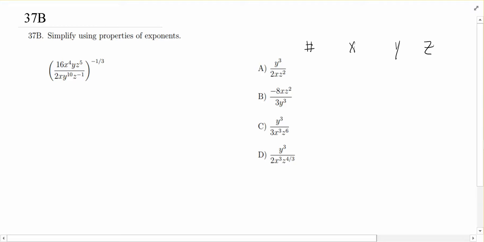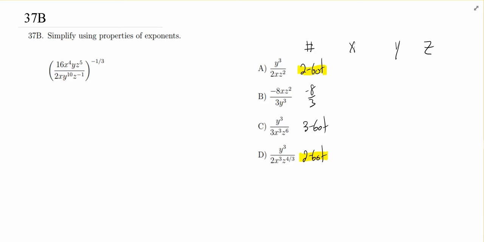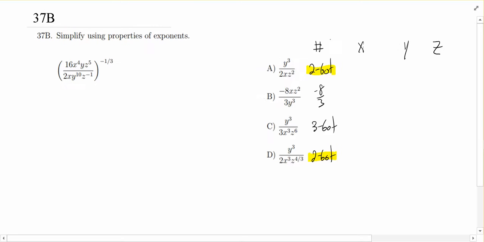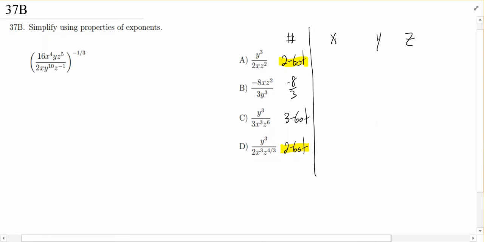So as far as the numbers, I see a 2 in the bottom, I see -8/3, I see a 3 in the bottom, and I see a 2 in the bottom. So the fact that A and D both have a 2 in the bottom tells me, oh, it looks like the numbers aren't different. They're not differentiated between all four multiple choice options. So let's look at the x's.